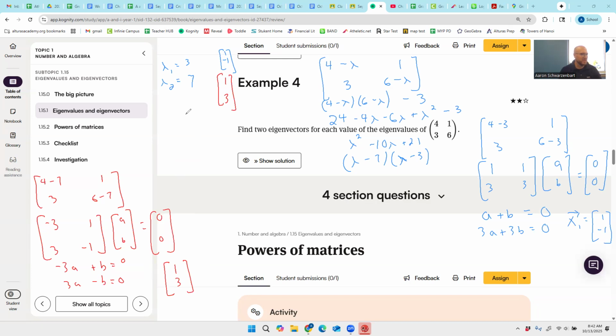So 1 and 3. So those are my two eigenvectors and eigenvalues. Oh, and it wants me to find two eigenvectors for each value. Okay, fine. Multiply by a scalar. Let's multiply by -1 for the first and 2 for the second. Because what the heck, why not? So yes, multiply by any scalar.